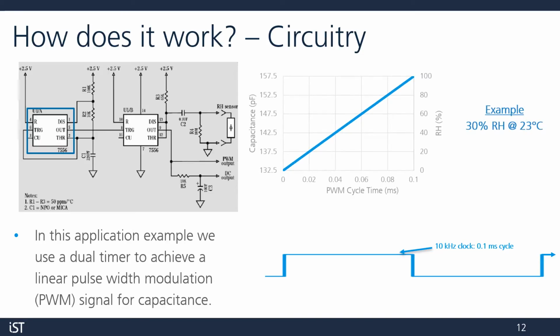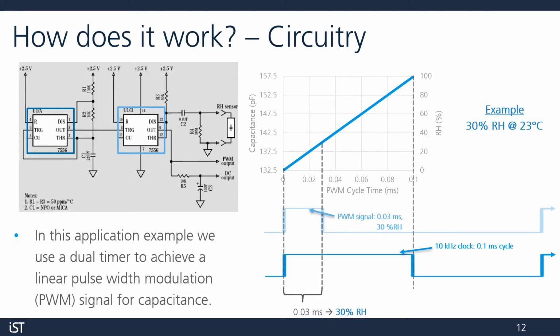Let's say we have an RH of 30% at 23 degrees C. Our PWM signal will then have a pulse of 0.03 milliseconds, which is 30% of the measurement cycle time. This represents 30% RH.